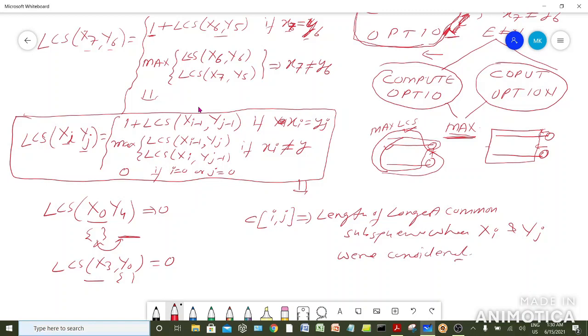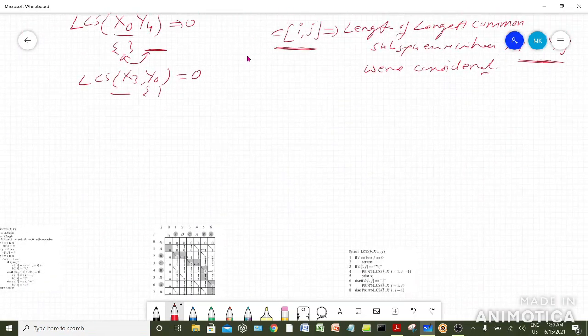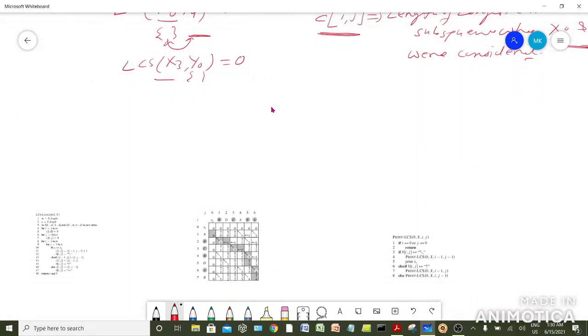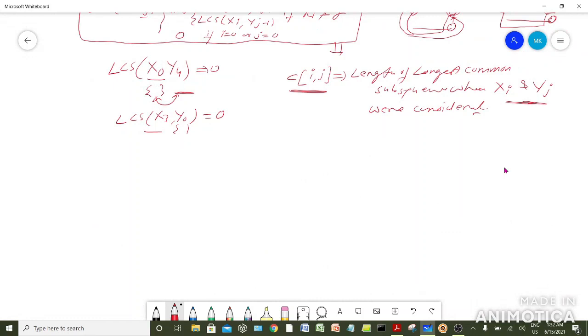And you can say that this C of i j is giving the length of the longest common subsequence. So we can just modify the equation written above. So the new equation will be equal to C of i and j. It denotes the length of the longest common subsequence when x of i, a prefix of x, and y of j, a prefix of y, were considered.